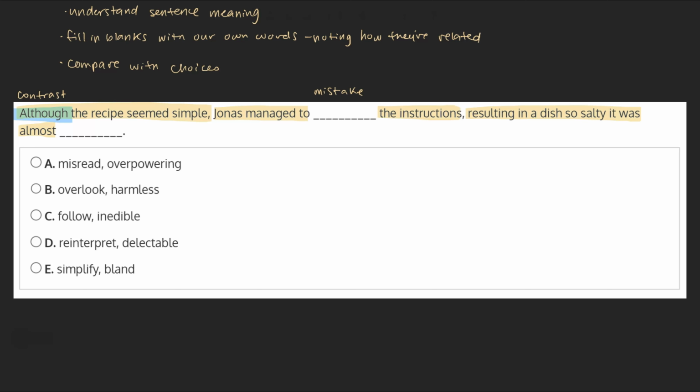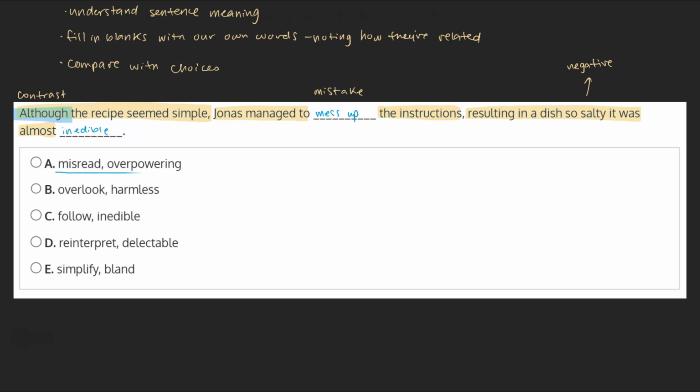And as it's never the goal to make a dish too salty, we can assume that this is a negative word. With this in mind, we might fill the blanks with something like, Jonas managed to mess up the instructions, resulting in a dish so salty it was almost inedible. Now that we have our placeholder ideas, let's take a look at our choices.